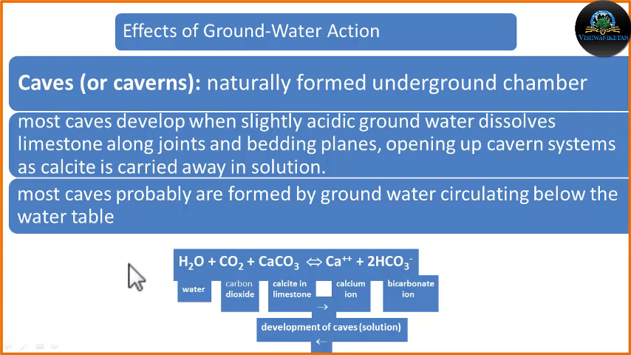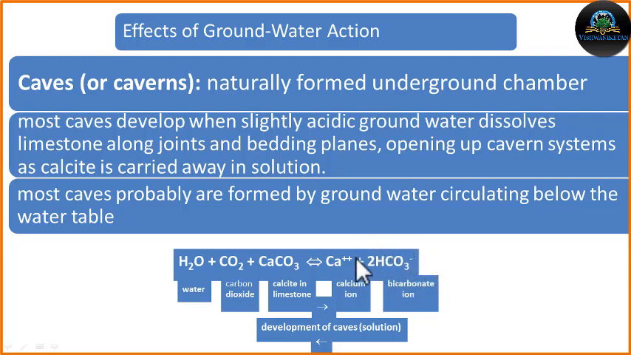Most of the caves are formed by the groundwater circulating below the water table. This is the common reaction: H2O plus CO2, which is already present in our atmosphere, when it reacts with the limestone rock, that is calcium carbonate, it may break down into Ca2+ ions, that is calcium ions, plus bicarbonate ions.